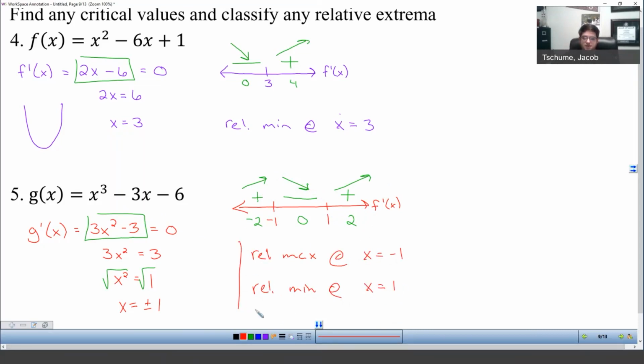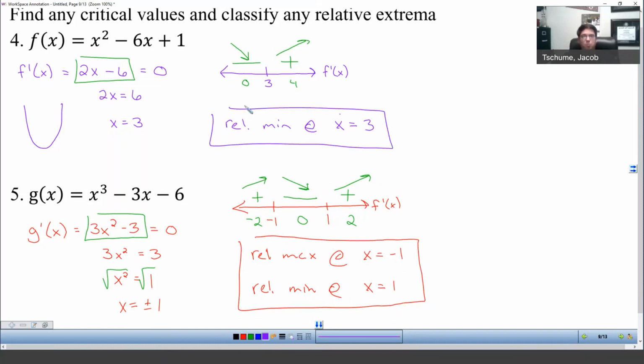So this is a good example of where a graph can have both, versus number 4, this graph only had one of them. So it all depends on the problem. There's not a set way. Every problem doesn't work the same way. Just be aware, take your derivative, find your critical values, and then check your line graph to see what you have.